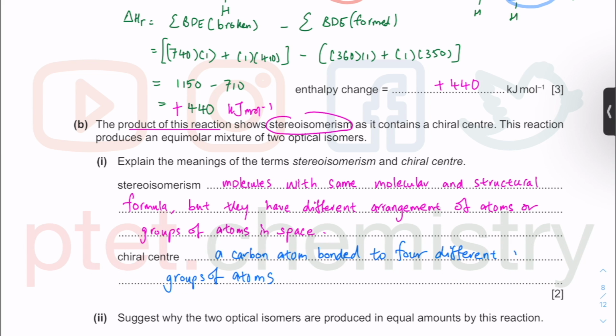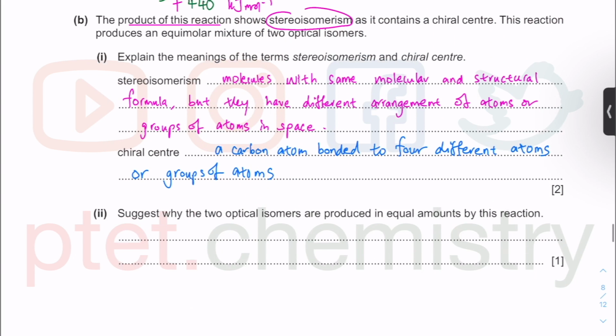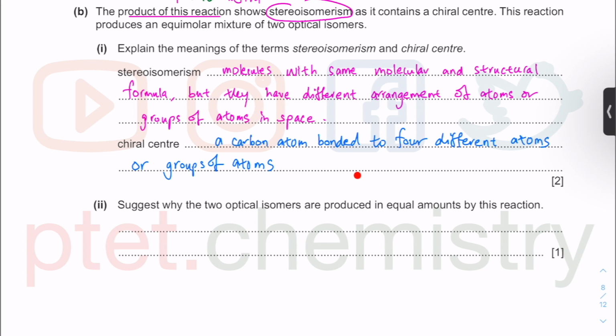So 4 different atoms, or it could be groups of atoms, and as a result you get enantiomers. Enantiomer is another word you need to know. Like I said, enantiomers are basically the pair of optical isomers. They are mirror images of each other, non-superimposable.